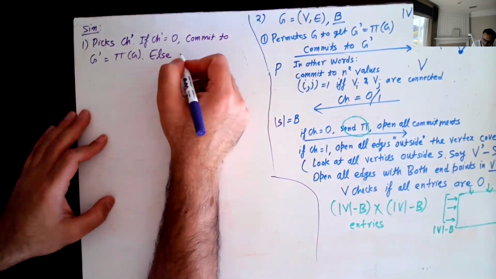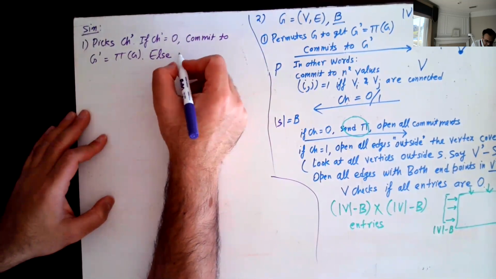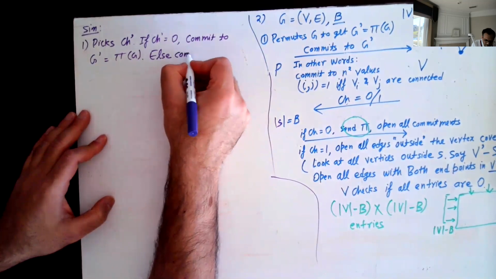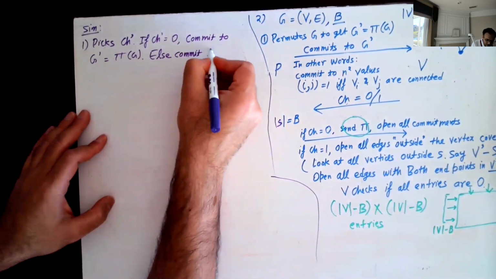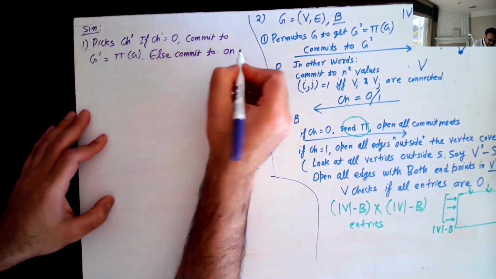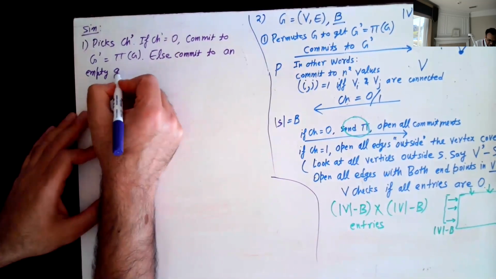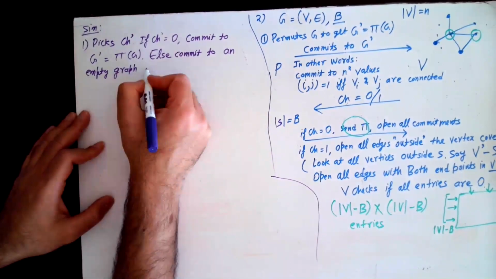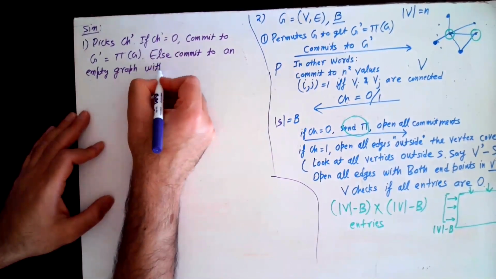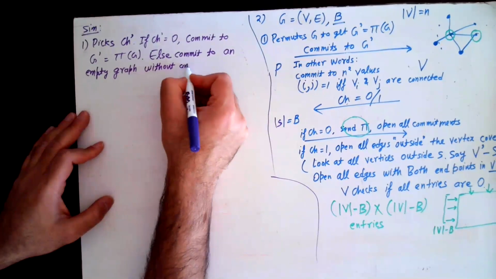Else, commit to an empty graph. What is an empty graph? All entries 0, without any edges.